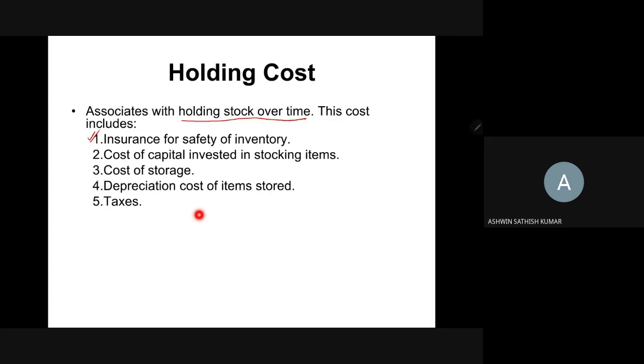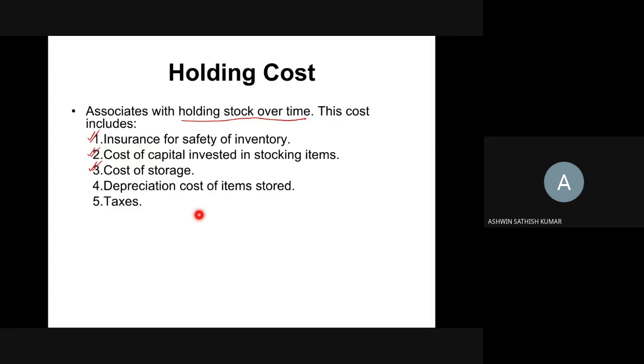Cost of capital invested in stocking the items. Means here we are talking about the interest on the money which we have spent for purchasing or producing the item. The cost of storage, for example, if you have to maintain a cold storage, you have to maintain the temperature. In some businesses you have to continuously manage the fan, light. So all these come under the cost of storage.